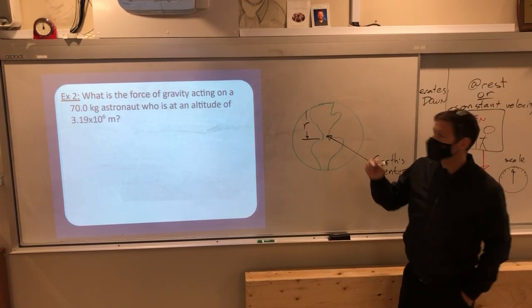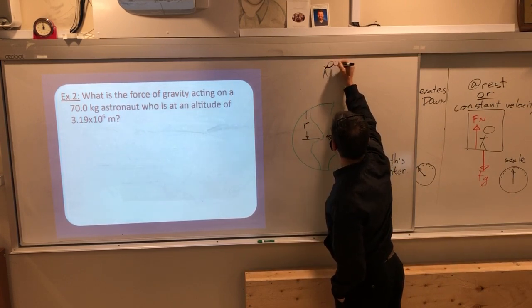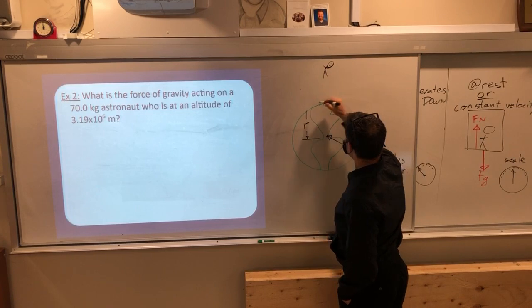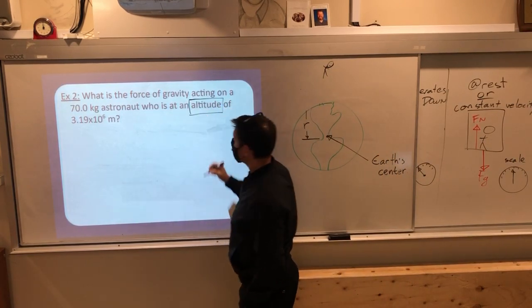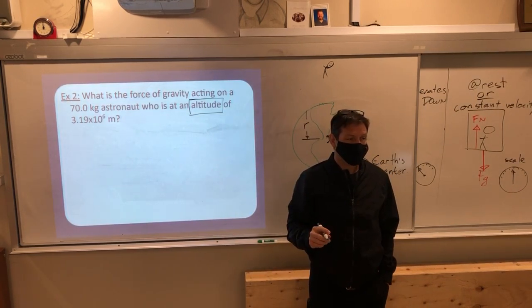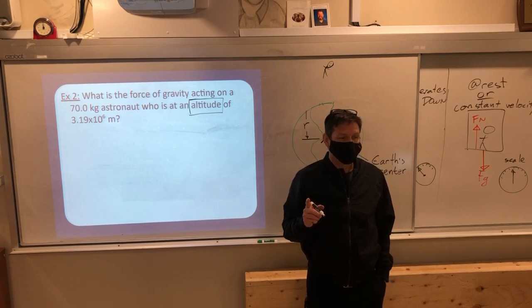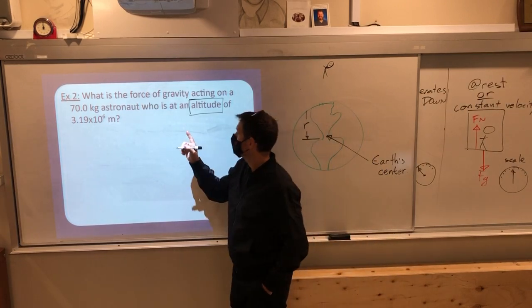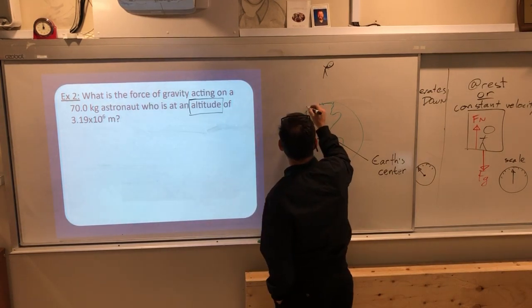So now we take our astronaut, we put her up in space here. She's way up there. The word altitude is very important. What does altitude mean? From sea level. Good, from sea level. So, can we just use this number for our distance? No. We cannot, right? You need the radius of Earth as well.